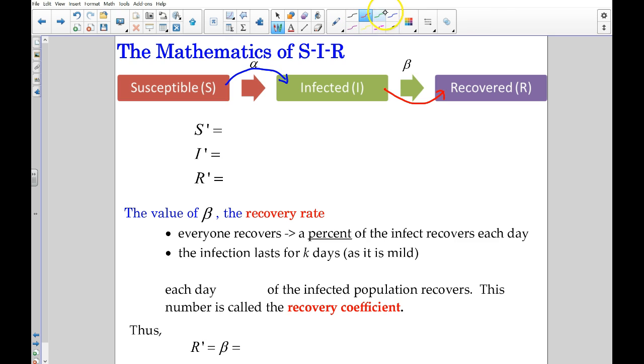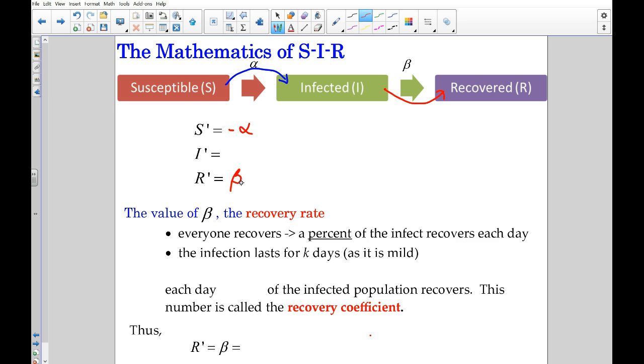So in terms of overall movement within the system, again, nobody's dying necessarily in this system, but S, the susceptible population, is going to decrease by alpha, because people are moving out of that compartment. Recovered is going to increase by beta. Okay, so beta, people are only ever entering the recovered compartment.